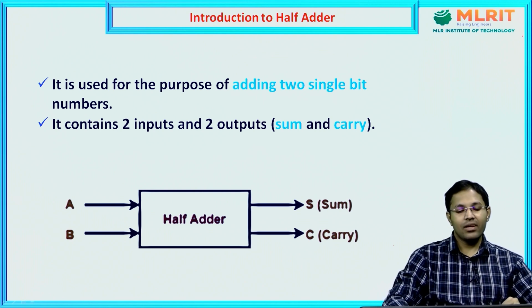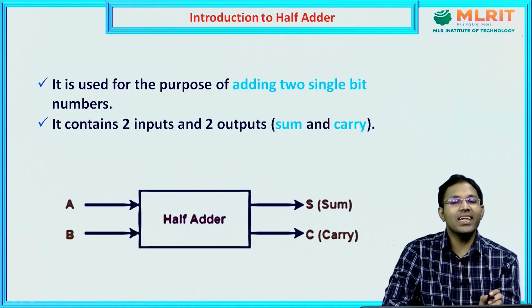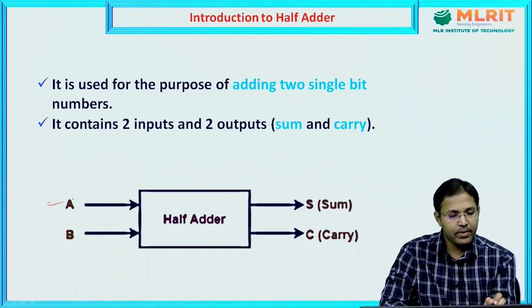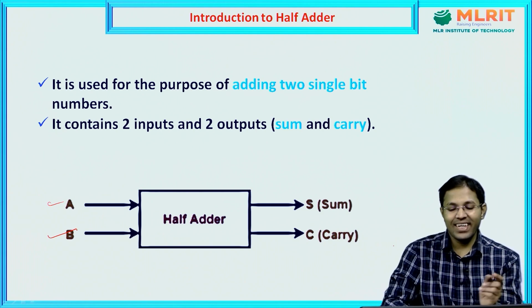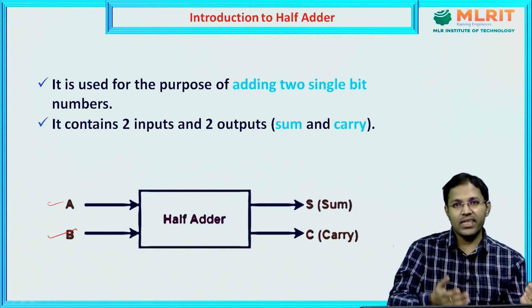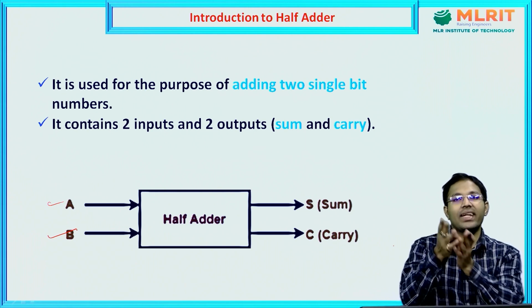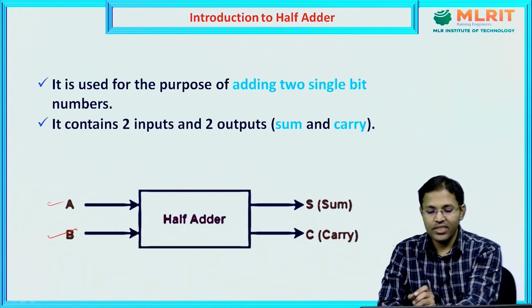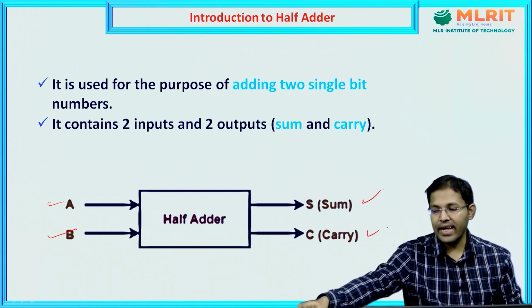Now, the inputs for half addition, as I said, we add 2 bits, first bit A, second bit B, and the result can be, you know very well, since school days you have been studying addition. Whenever you do addition, you can get sum, you can get a carry. So the result is we can get a sum, we can get a carry.